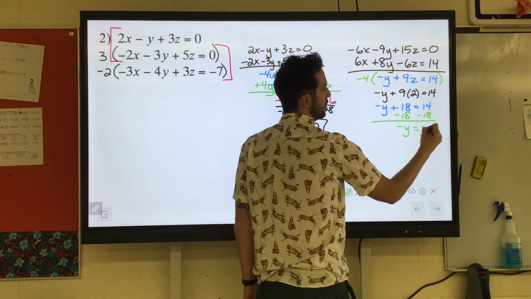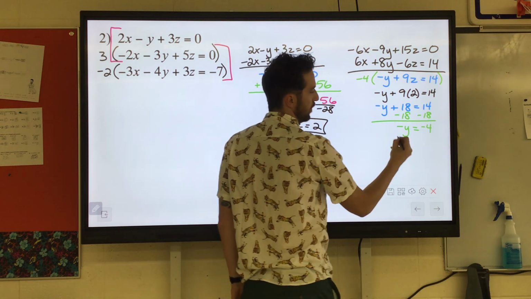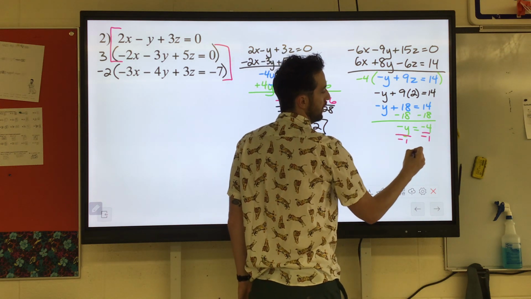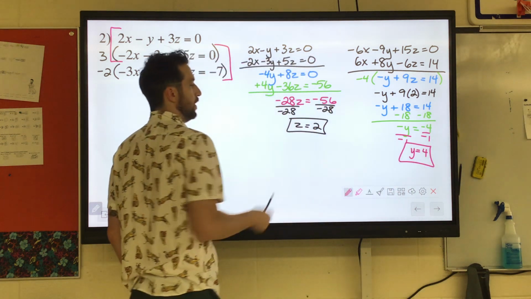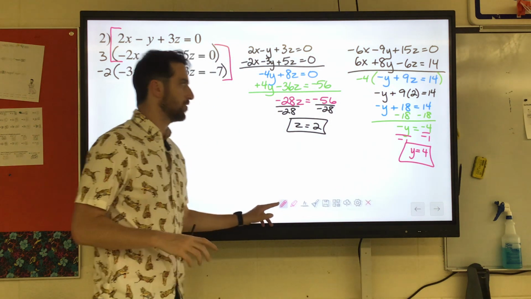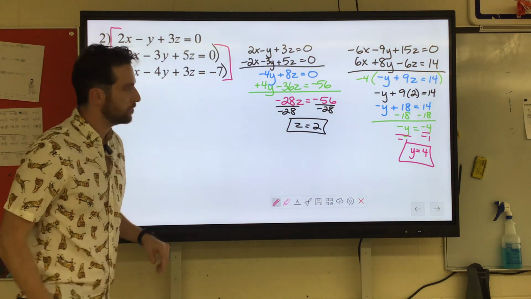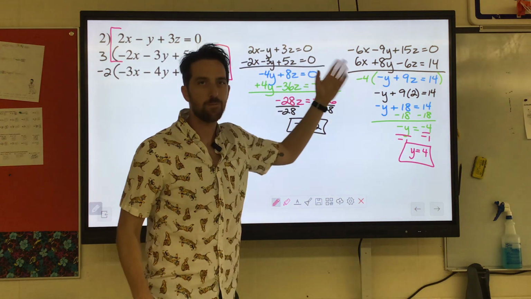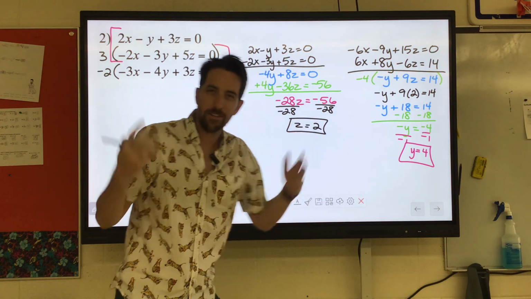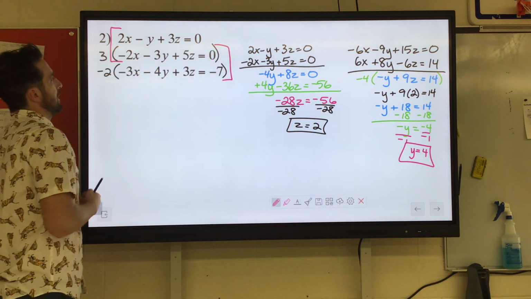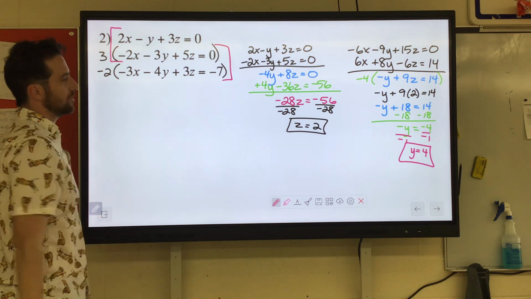Negative y equals negative 4, and then we could just divide both sides by negative 1, and y equals positive 4. We got y, we got z, we do need x, so we go back to one of the originals. You could use one that you multiplied, but the numbers are larger. Make your life easier, go with one of the originals. I think the first one looks the easiest.